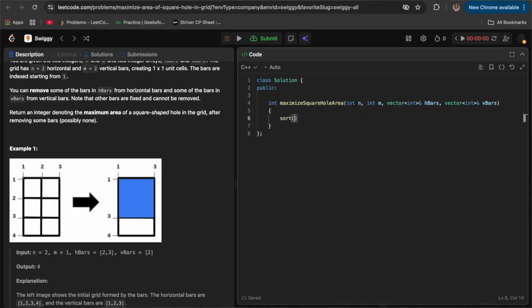So first I need to sort it, h bars and v bars. So yeah, let's sort it first. sort.begin. We have this function in C++, and I think every language will have a sort function. hbars.begin, and then we sort v bars also, width.begin and width.end. So first we'll find the height.